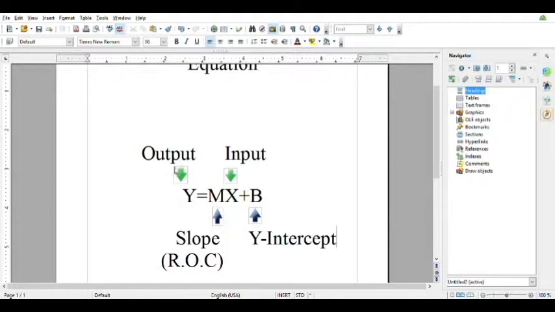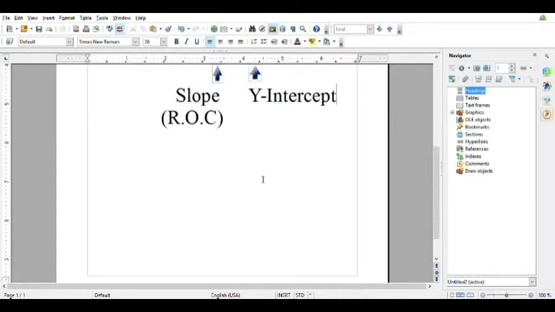Okay, this y right here, as I already said, is the output of the equation. This m right here is the slope or rate of change, as I showed you in the last slide. This x here is the input, or basically what you put in to the equation. These two are already going to be here. In my third video, I'm going to show you how you can find the y-intercept. Okay, that's basically it for the equation.